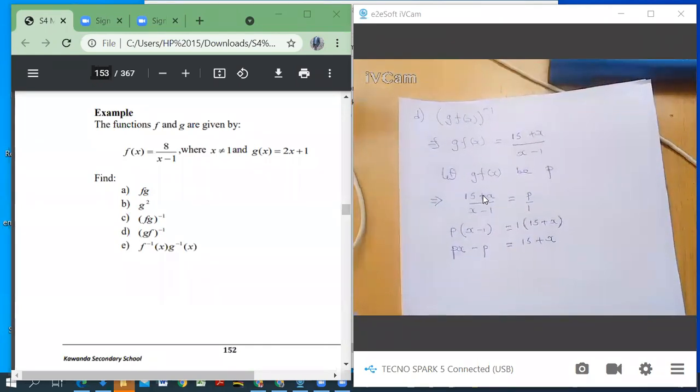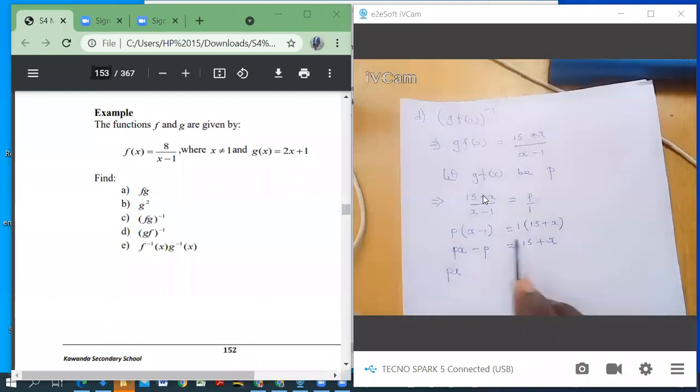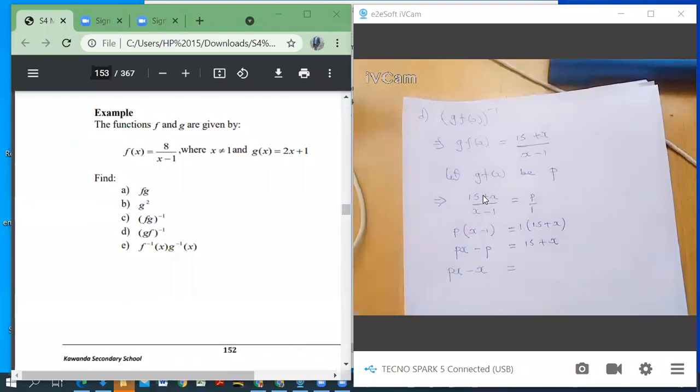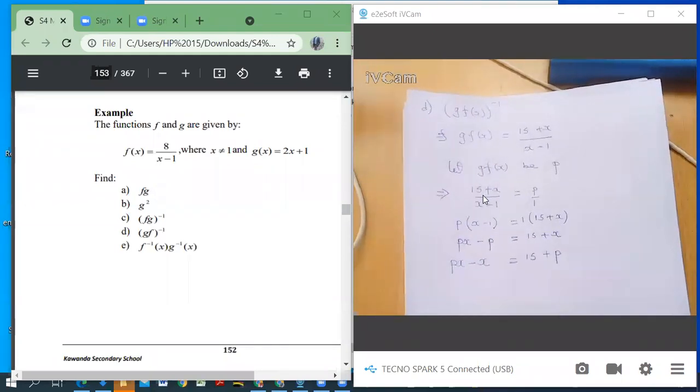Let's collect the like terms. Remember, we said x must be on the left. So we bring this x on the right to the left, and we shall have px. When you transpose this x to the left, it's positive from here, but when you cross it, it becomes negative. So we have px minus x equals 15 plus p.